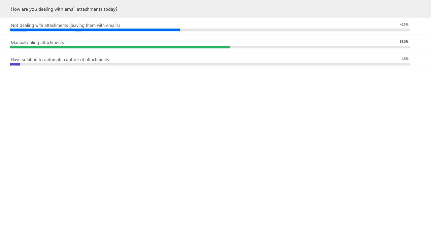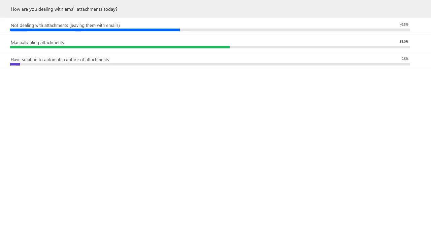Now you've got at least 2 places to discover that information, and you can imagine how many other ways there might be in sending it around to different people. Many are manual filing. About 55% today, the majority, are manually filing attachments in one manner or another. And then only about 2.5% actually have a solution in place to automate the capture of attachments. So I think that's a very telling comparison of statistics, and one that should be considered as you look at your organization.